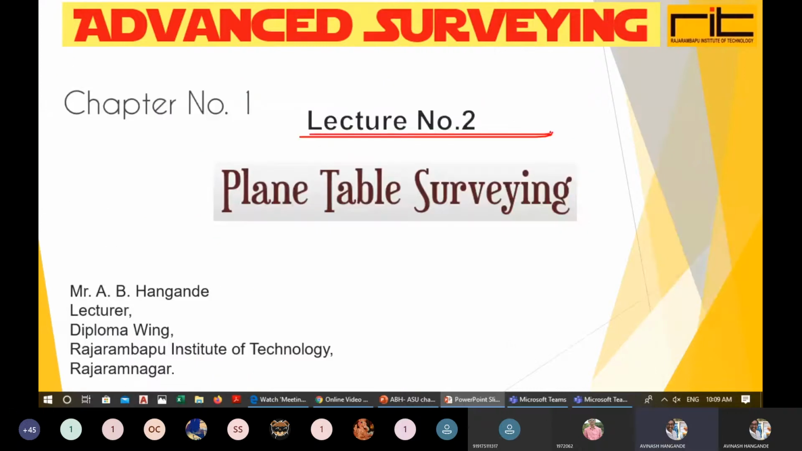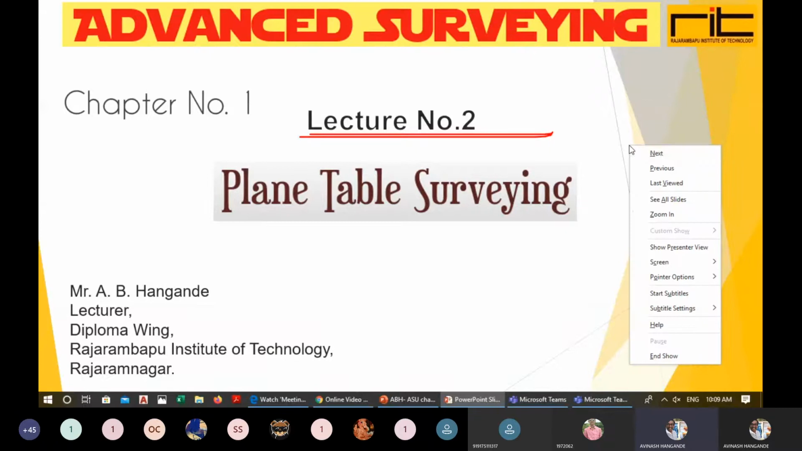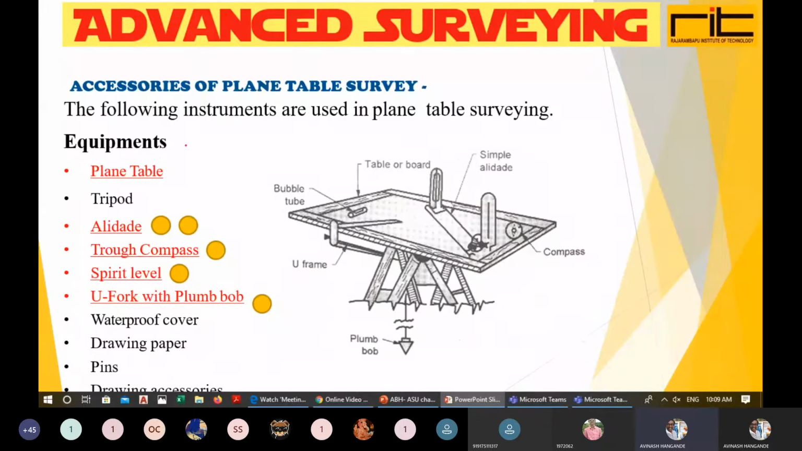Now our second lecture is today. In the second lecture, we are studying the use of all these accessories. We are going to study what is the use of these accessories. That is the most important point. Here it is the plane table survey. Here it is the plane table. So what is the use of the plane table? It is used to fix your drawing sheet. Remember that it is used to fix your drawing sheet. So what does a plane table look like?